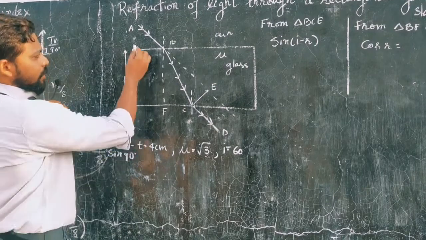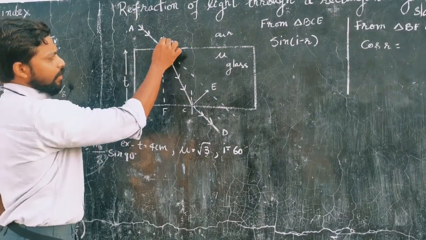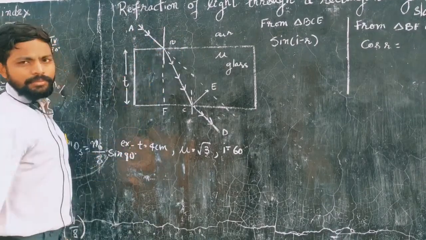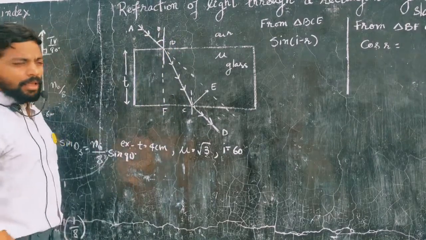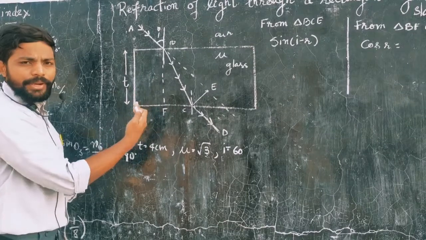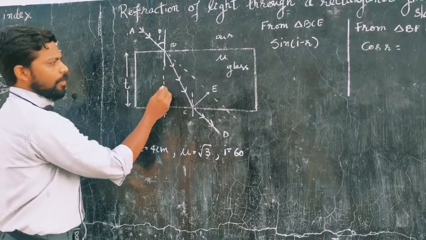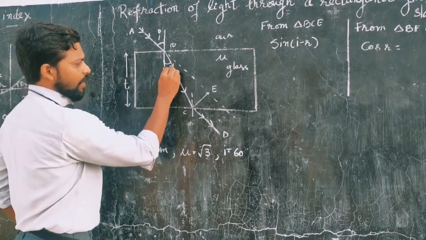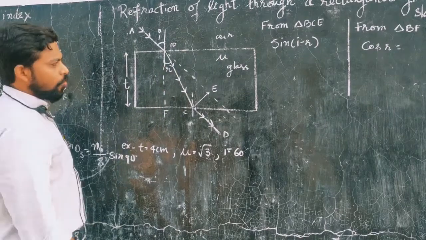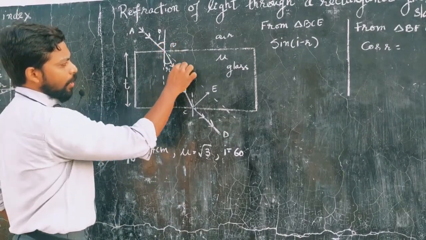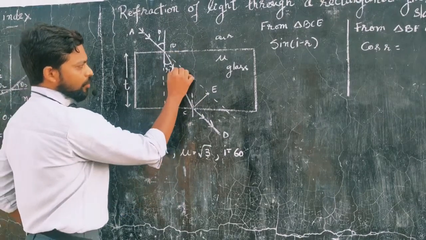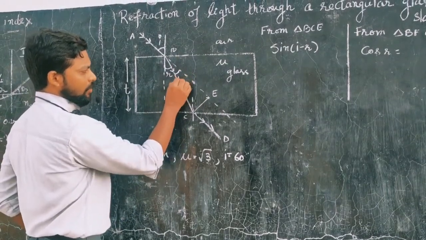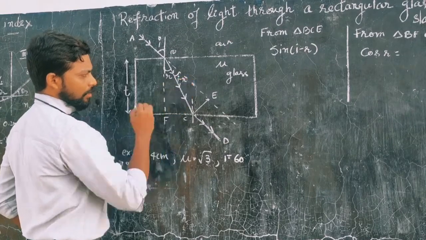Let us say this is the incident ray, this is the normal. Let us say this is the angle of incidence. Here, since this is a denser medium, light is bending towards the normal. Let us say this is the angle of refraction R. This is the original path of the light which it should travel, but it actually bent. So this is the deviation, I minus R.